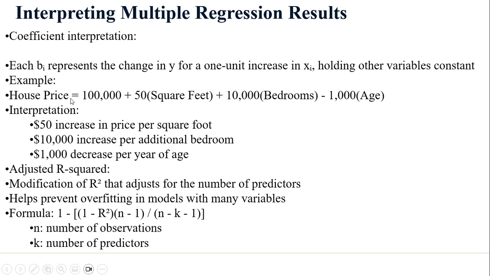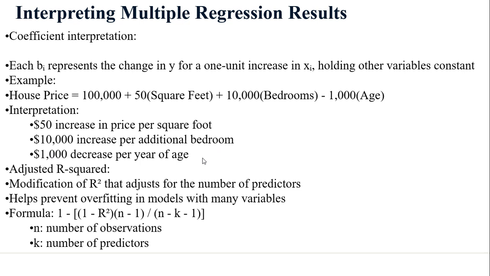So you see, house price equals 100,000 plus 50 times square feet, plus 10,000 times bedrooms, minus 1,000 times age. The interpretation is a $50 increase in price per square foot, a 10,000 increase per additional bedroom, and a 1,000 decrease per year of age. So if the year of age is this, what are we going to have?